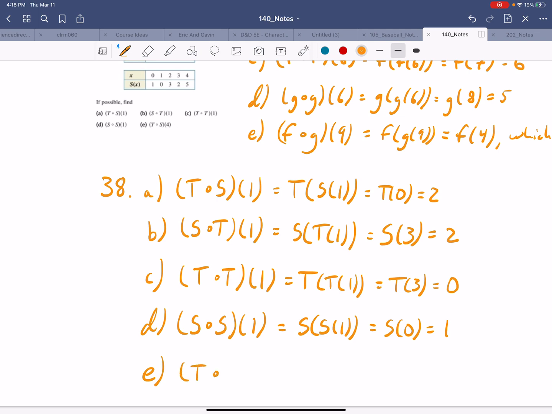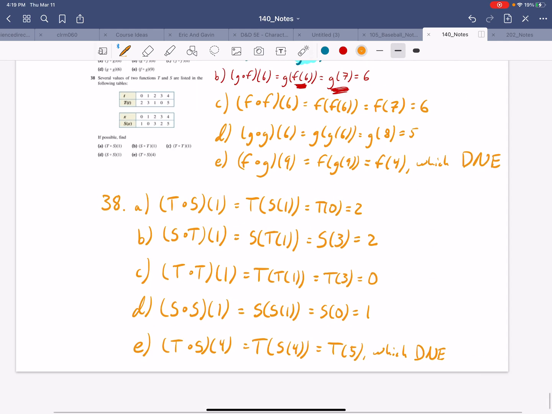t of s of 4. t of s of 4. What's that going to give us? Well, s of 4 is 5. Do we have a t of 5? We do not. So again, we have a non-existent solution.